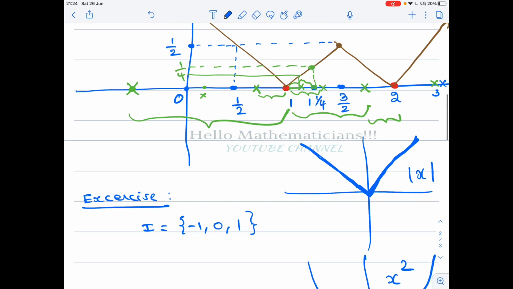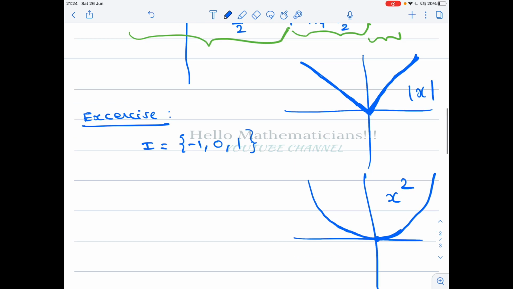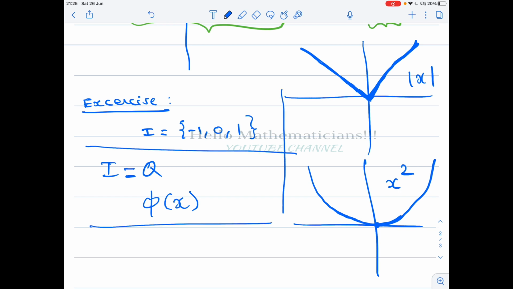To check whether you have understood clearly, you take I equal to minus 1, 0, 1 and you do the same problem and you find the set of points where f is not differentiable. The function will be continuous for sure. One more very interesting thing will be to take I equal to the set of rational numbers and define pi of x and check the continuity and the differentiability. Okay, and you share with me your answer.